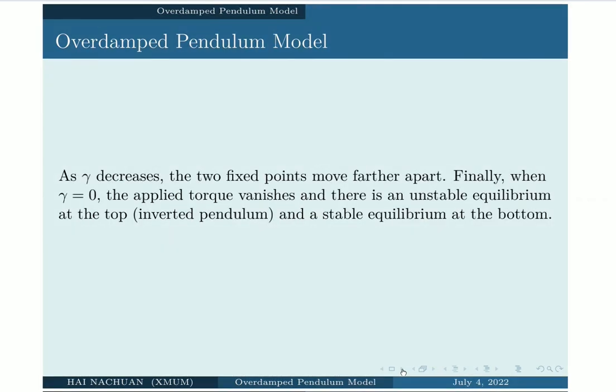As gamma decreases, the two fixed points move farther apart. Finally, when gamma equals 0, the applied torque vanishes and there is an unstable equilibrium at the top, the inverted pendulum, and a stable equilibrium at the bottom.